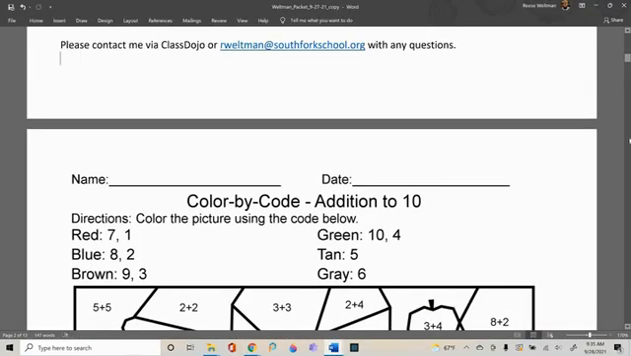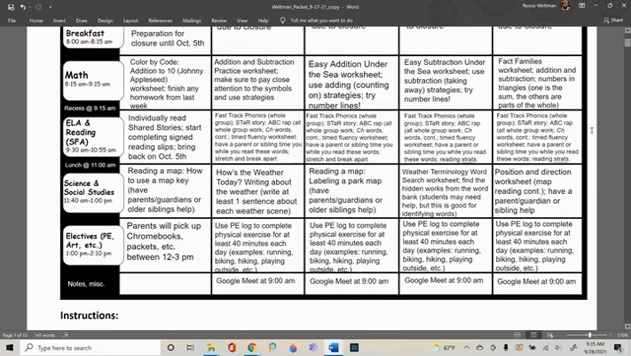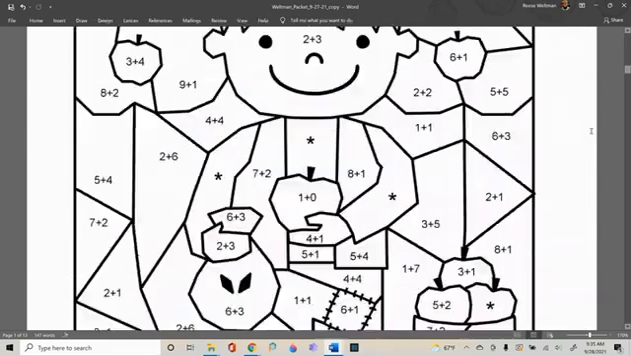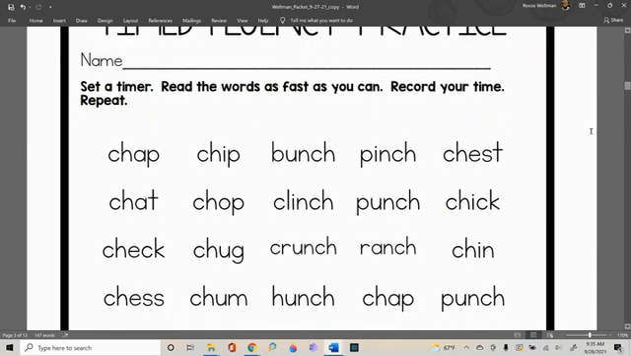Now, if you look at the calendar, and this is more for parents and guardians, but the calendar will show you what you need to do each day, and everything in the packet is actually in the same order as it is on the calendar, with the exception of the things that you'll be doing every day, like the timed fluency practice. This one right here. This is something I want you to do every day this week. Try to sound out these words.